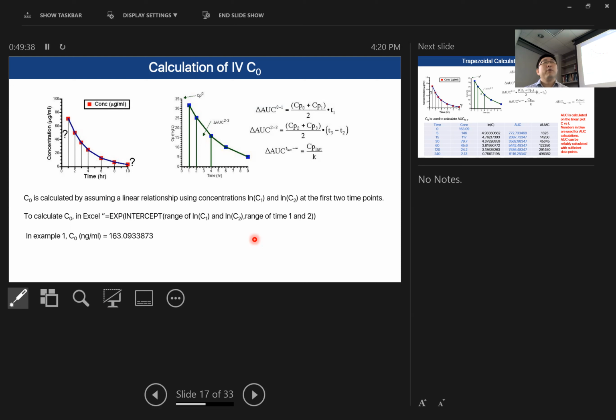Like I said, for all these calculations, they try to use the unbiased value as much as possible. You don't really want one value to already have a little bit of error, because then you can propagate errors, right? So we'll talk about that later. But C0 is just from the first 2 time points.